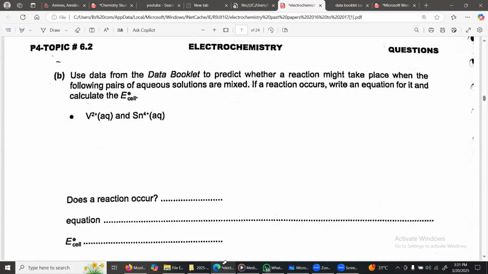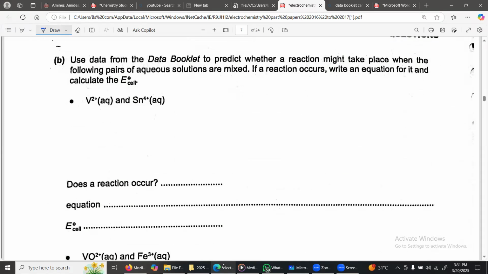The next question: use the data from the data booklet to predict whether a reaction might take place when the following pairs of aqueous solutions are mixed. If a reaction occurs, write an equation for it and calculate the E naught of the cell.